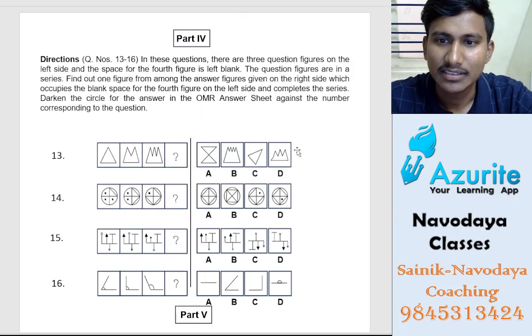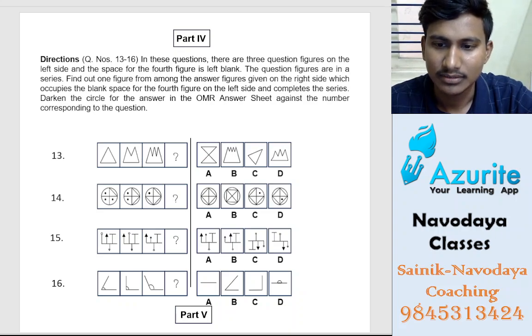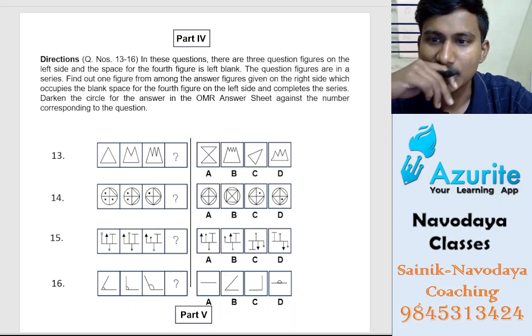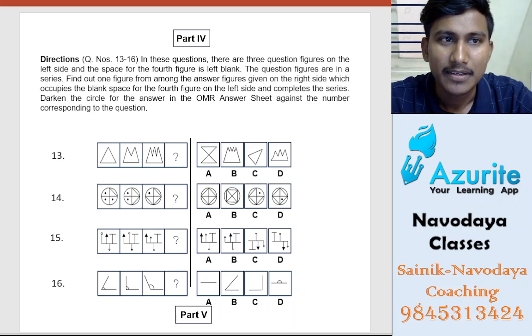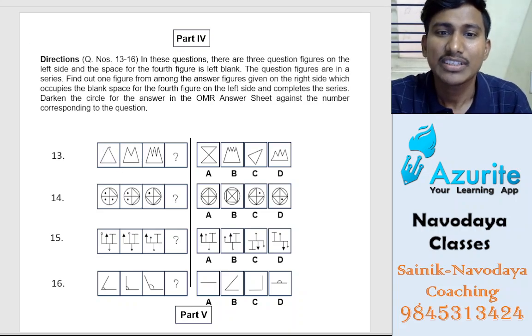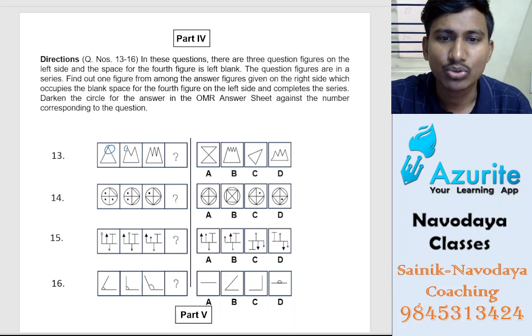So let's do the next, 13th question. If you see the 13th question, there is one, there are two, then here there are three, then next will be four. So option B is correct, there are four.